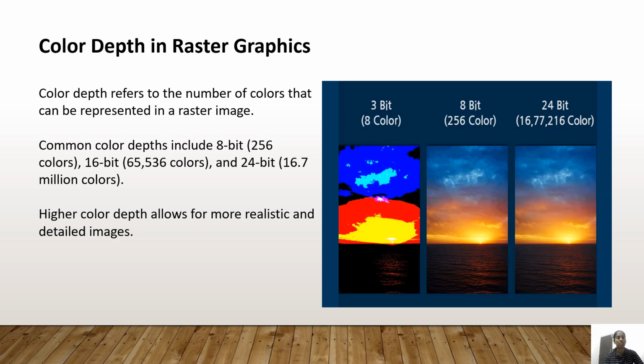Now color depth. In raster graphics, color depth refers to the number of colors that can be represented in a raster image. Common color depths include 8-bit, 16-bit, and 24-bit. The 8-bit is not a perfectly realistic image, as it contains 256 colors, whereas 16-bit is a more realistic image, and 24-bit consists of 16.7 million colors. The higher color depth allows for more realistic and detailed images.